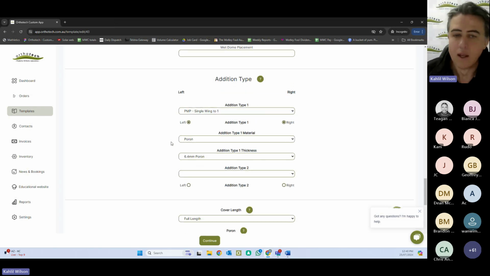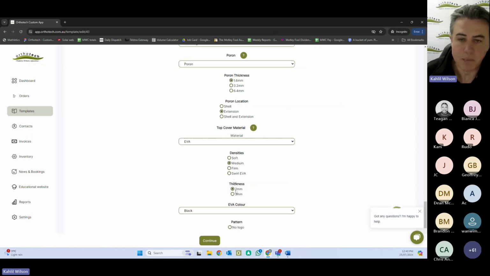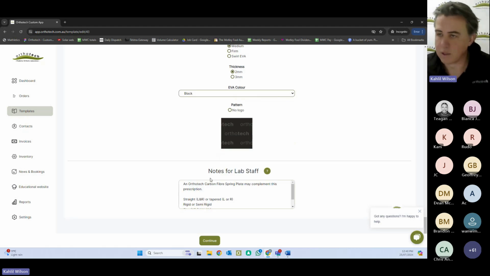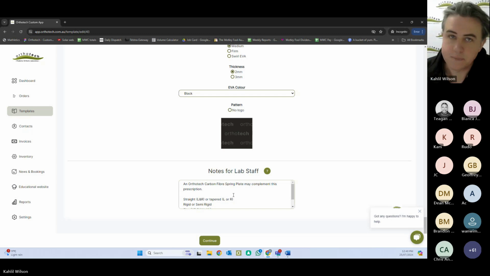And then the last thing, the covers are up to you. Obviously, a bit of cushioning, medium or soft EVA certainly helps with the offloading of the pain on the first metatarsal. We've got a question. I'll come to that in a minute.